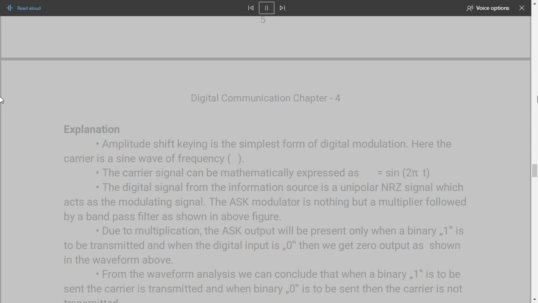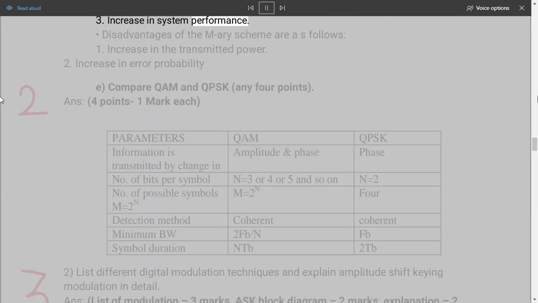3. Increase in system performance. Disadvantages of the M-ary scheme are as follows. 1. Increase in the transmitted power. 2. Increase in error probability.